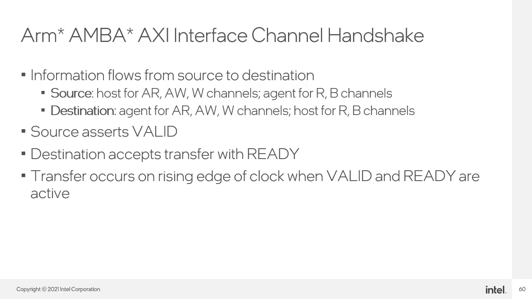All Arm AMBA AXI interface channels support a simple handshaking mechanism. This allows both hosts and agents to have complete control over the flow of information between them. The source, which is whichever interface initiates a transfer on any of the channels, asserts the valid signal. The destination indicates that it accepts the transfer of information by asserting ready back to the source. The transfer on any of the channels occurs on the next rising clock edge after both valid and ready are asserted.